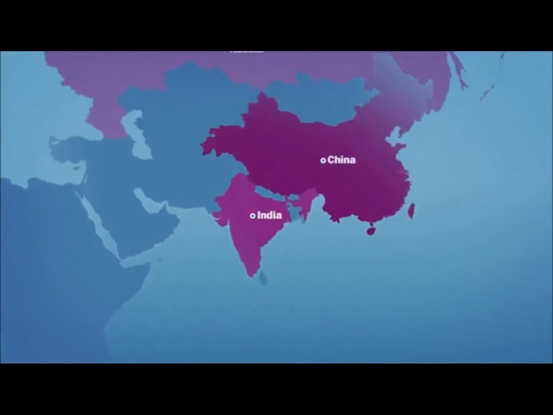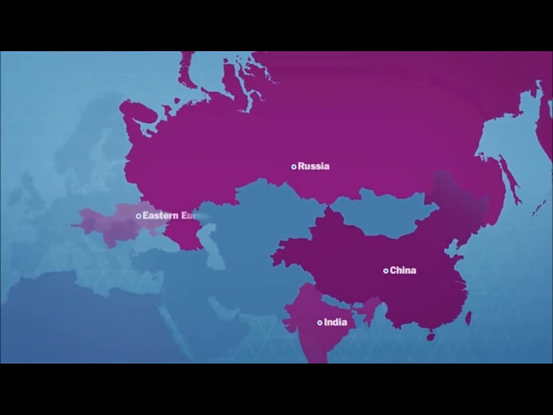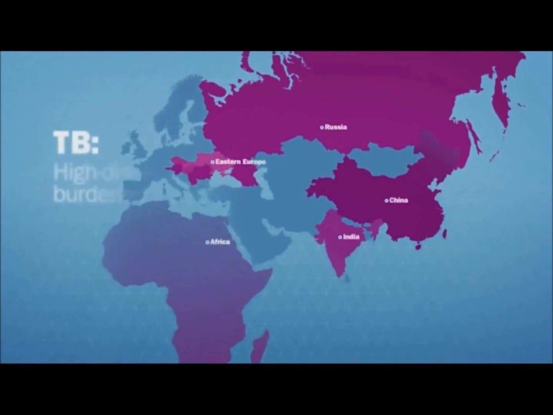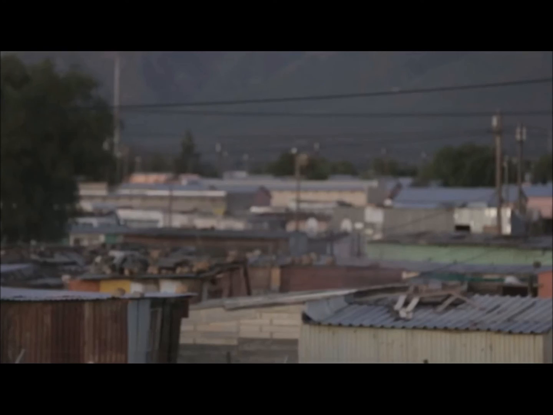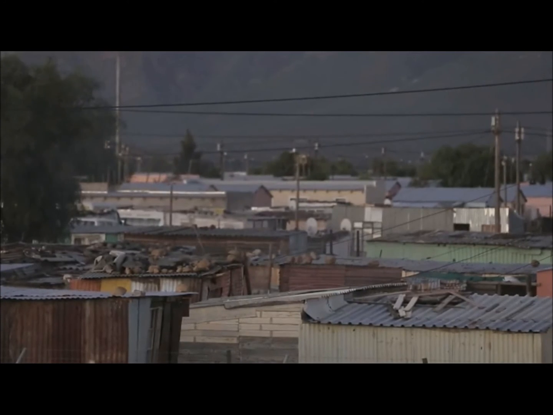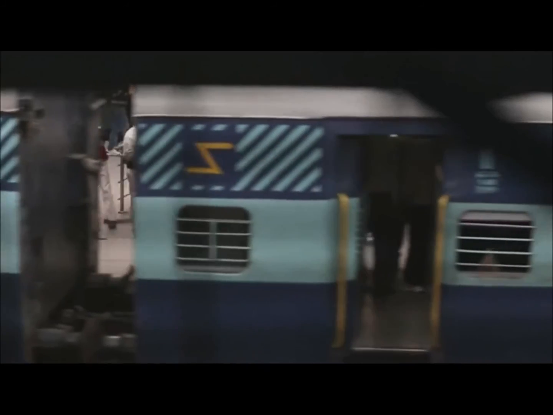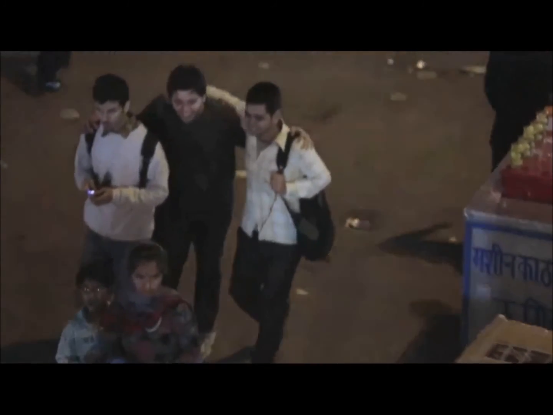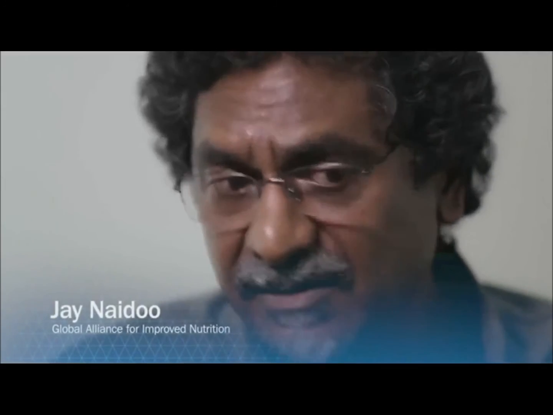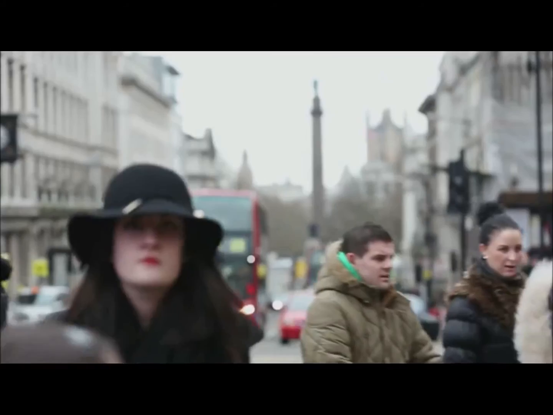These are the high disease burden countries: South Africa, India, China, Russia, many countries in Eastern Europe and throughout Africa. If you're poor and live in poor areas, you're more at risk. That's where the majority of the disease exists. But this is the modern world, the age of globalization. People are moving, they're taking buses, they're taking trains, they're mingling with many other people. This is not a poor man's disease alone. This is also a middle class and a rich person's disease.